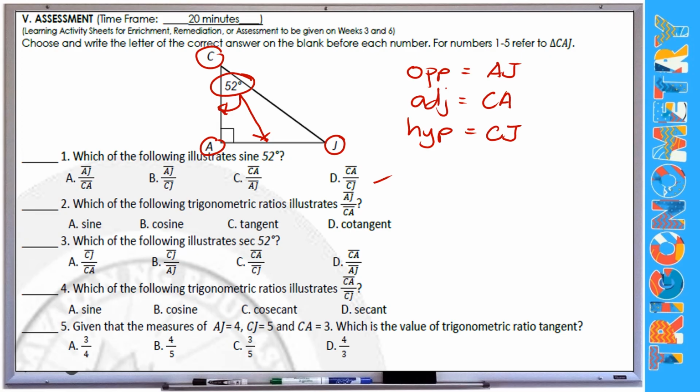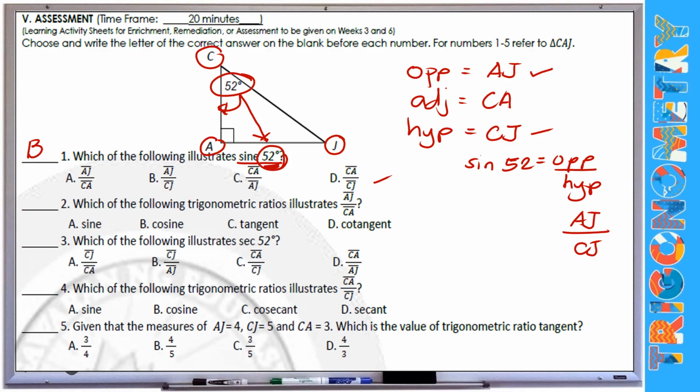For example, which of the following illustrates sine 52? 52 degrees is our reference angle. Sine, what's the formula for our sine? For sine 52, it's always opposite over the hypotenuse. Our opposite is AJ, and our hypotenuse is CJ. So it's AJ over CJ, so that's letter B. So just remember these parts for you to answer the remaining questions. So that's 2, 3, 4, and 5.